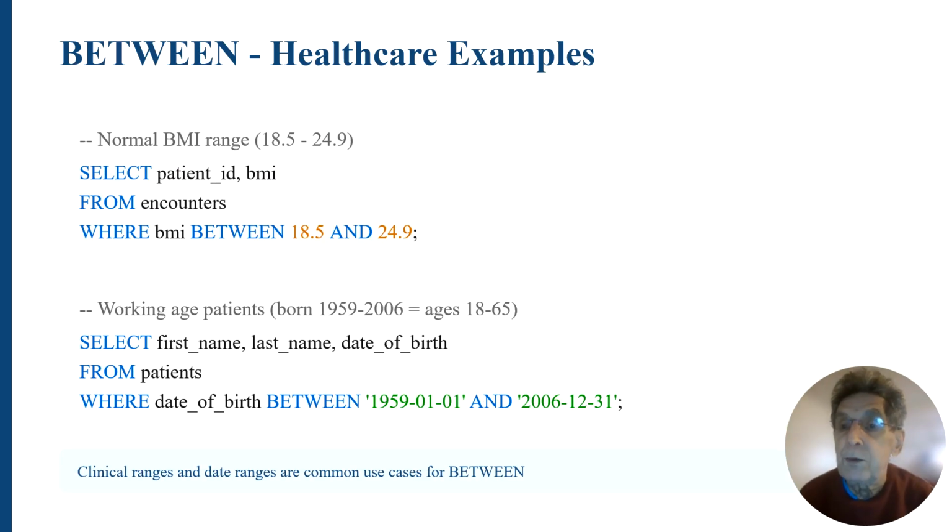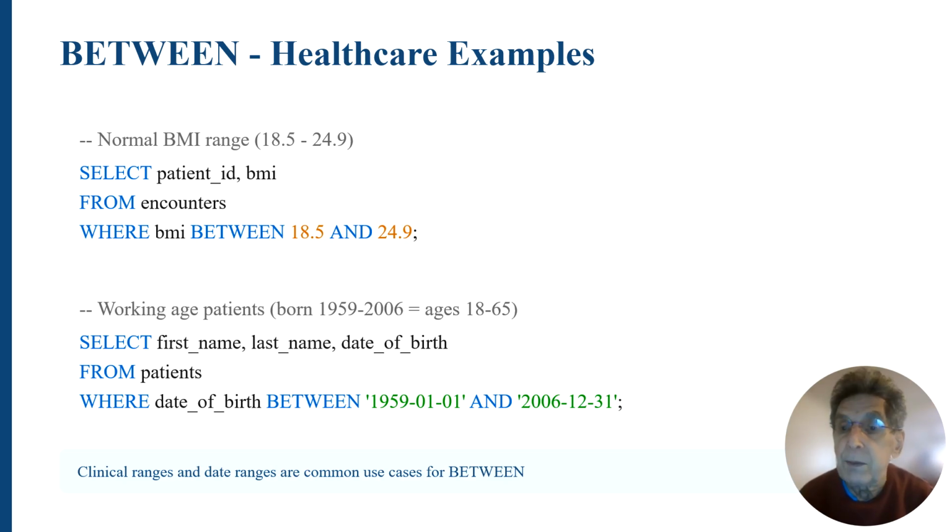BETWEEN is particularly useful in healthcare for clinical ranges and date-specific queries. Let's look at this example. The first one finds patients with normal BMI. Normal BMI is considered 18.5 to 24.9. So we filter where BMI BETWEEN 18.5 AND 24.9. You might use this for population health reporting or to identify patients who don't need weight management interventions.